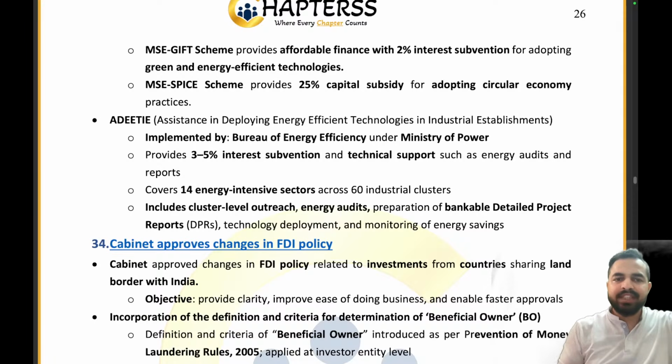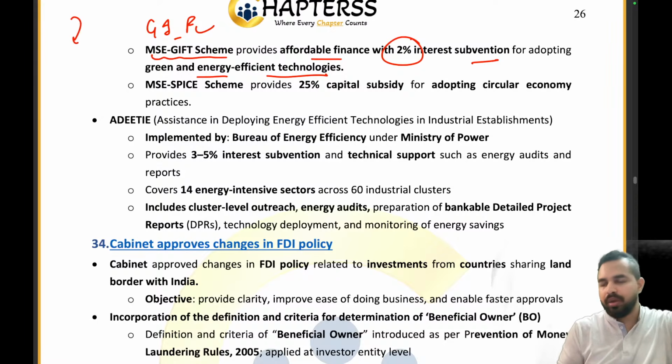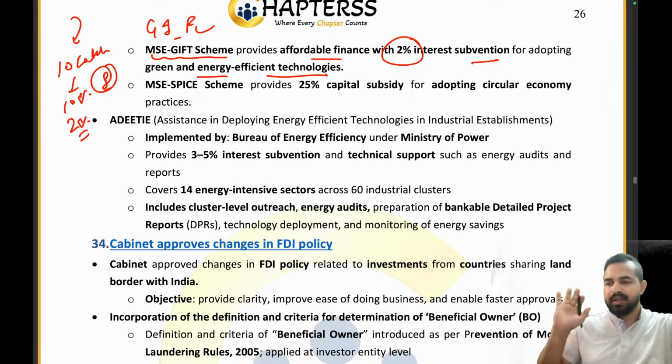Now moving ahead to the next scheme, that is the MSME GIFT scheme, the Green Investment and Financing scheme. It provides affordable finance with 2% interest subvention for adopting green and energy efficient technologies. If an MSME wants to take a loan, let's take an example, for a machine costing 10 lakh rupees, and the MSME has taken the loan at a 10% rate of interest. The government says don't worry, I will take care of 2%, so you are only required to bear 8% of the interest rate. Getting it?